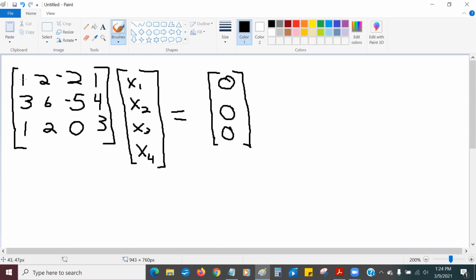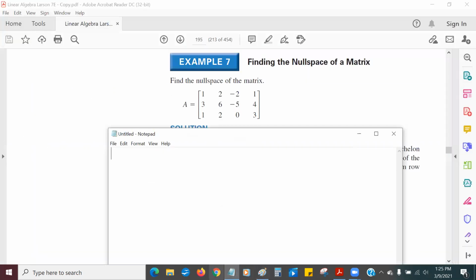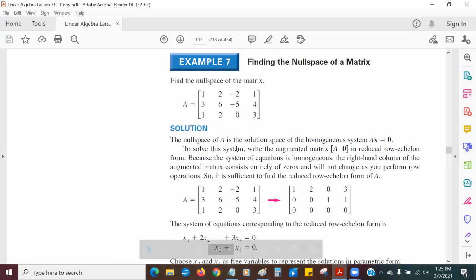So basically, this means x1 plus 2x2 minus 2x3 plus x4 equals 0, and then 3x1, because that's how we do matrix multiplication, and this one equals 0, and then this guy is going to equal 0. Now let's go back to where we are, and let's look at the solution now.